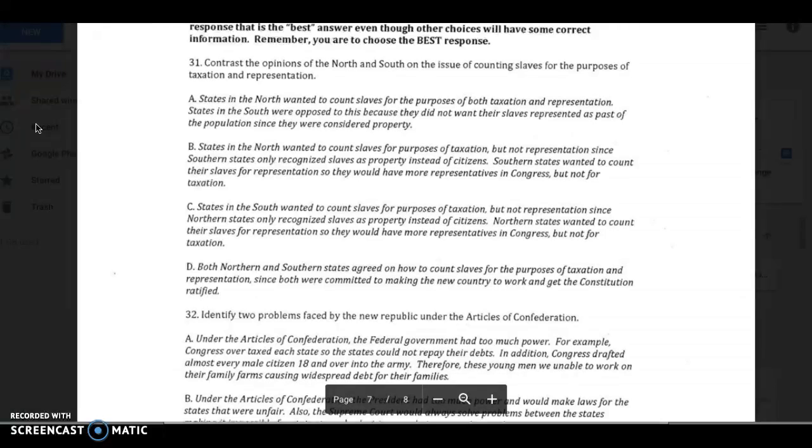B. States in the North wanted to count slaves for the purposes of taxation, but not representation, since Southern states only recognized slaves as property instead of citizens. Southern states wanted to count their slaves for representation so they would have more representatives in Congress, but not for taxation.